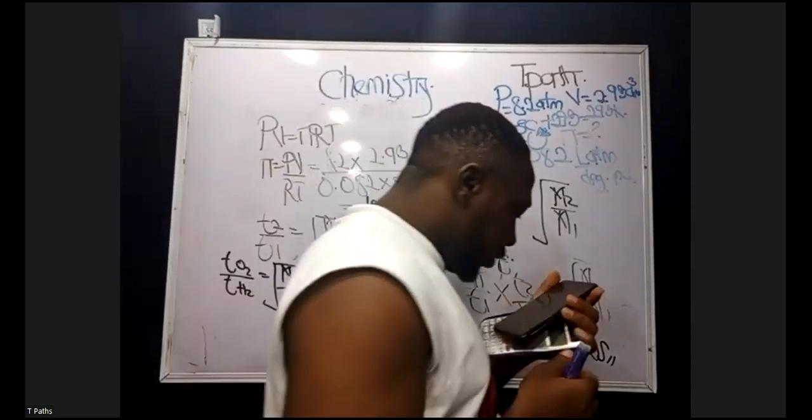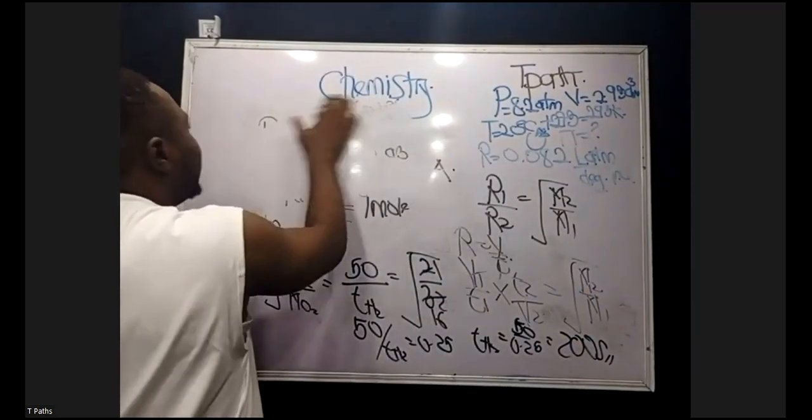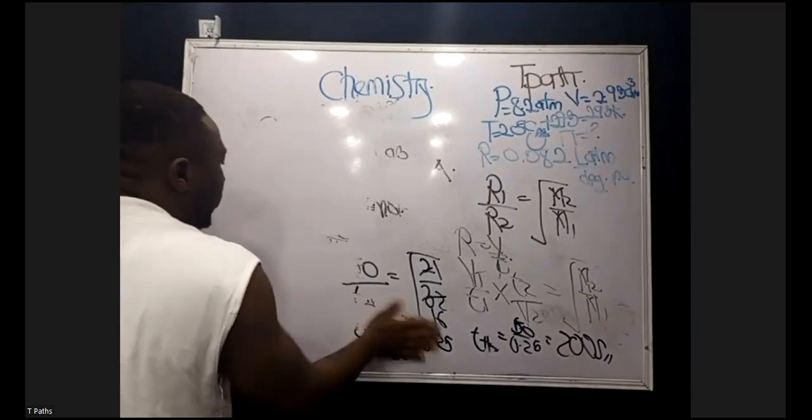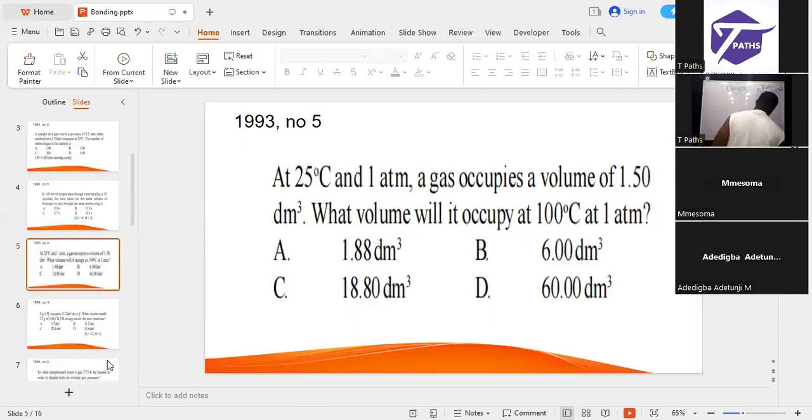Next question. At 25 degrees Celsius, so you can see clearly, write your data. At 25 degrees Celsius, the temperature is 25 degrees Celsius, and 1 atm, the pressure is 1 atm.